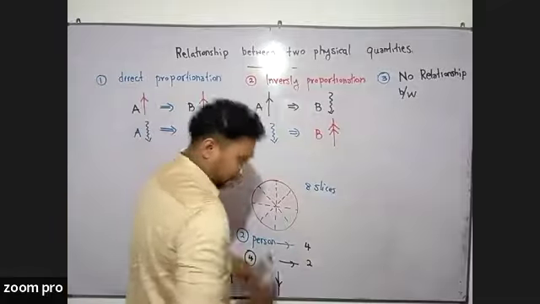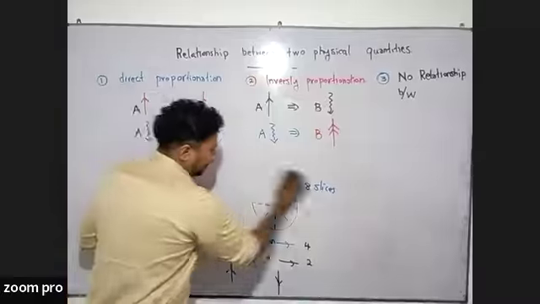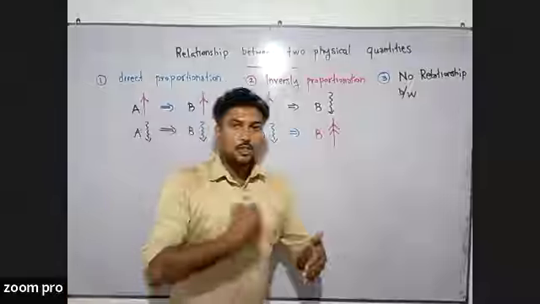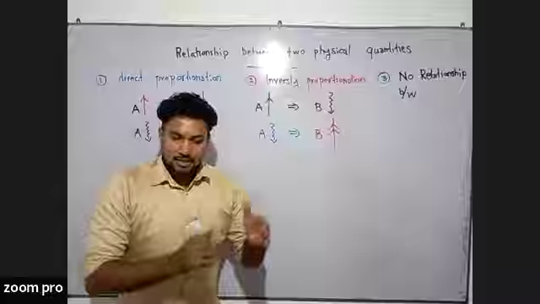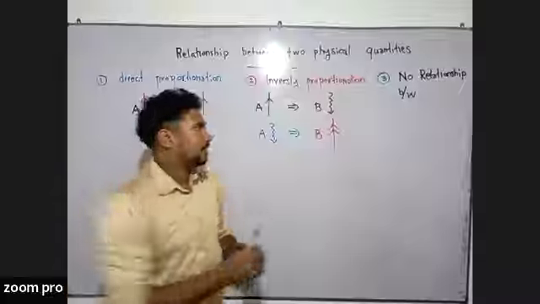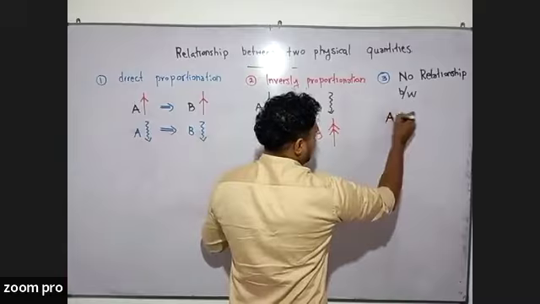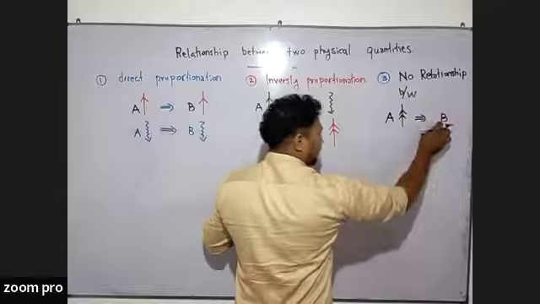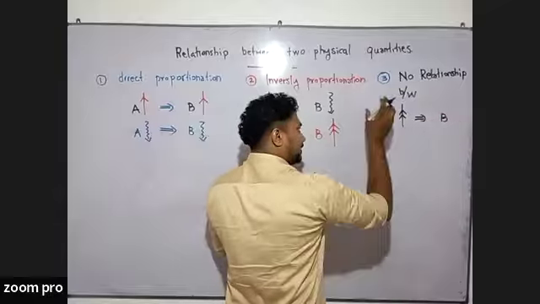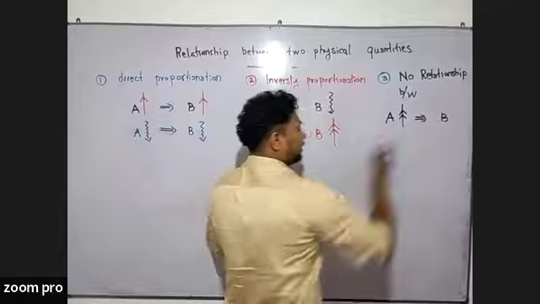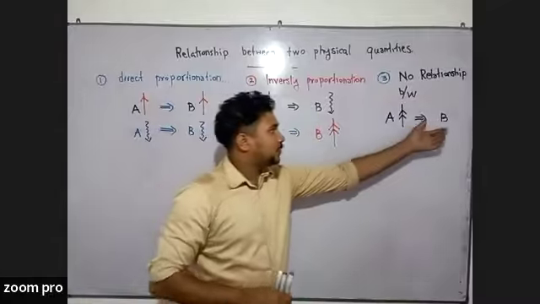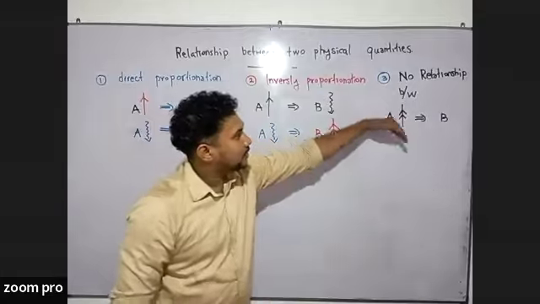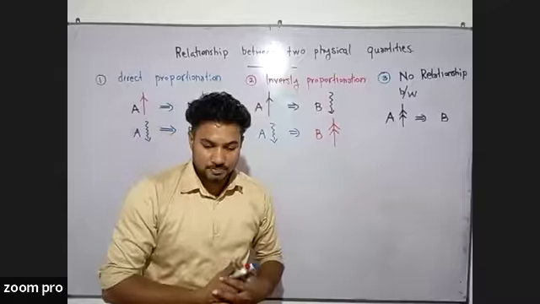Likewise, in some instances, there's no relationship between the physical quantities considered. So even when A is increased, there's no effect on B. That means there's no increase or decrease. So this is considered as no relationship between two physical quantities, right?